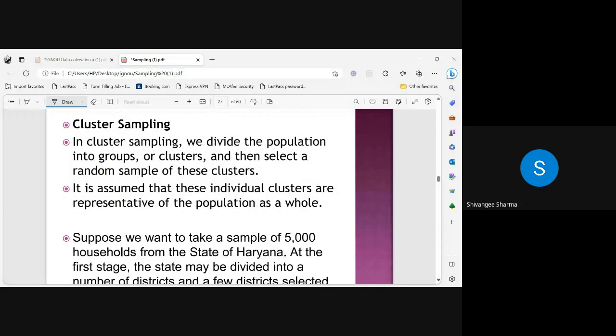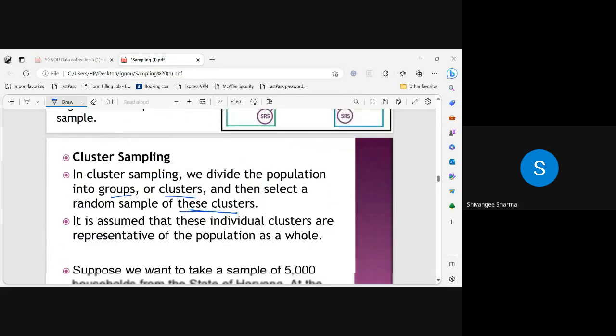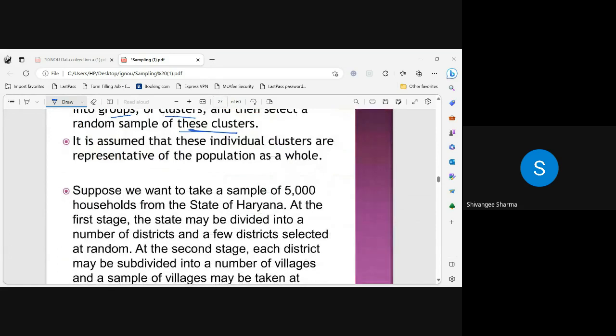Next is cluster sampling. We divide the population into groups or clusters and then select a random sample of these clusters. There is a difference between stratified and cluster sampling. In strata, we collect individual elements or units from groups, while in cluster sampling, we have many groups and we take the groups themselves as the sample, okay? Take clusters as the sample. Suppose we want to take a sample of 5,000 households from the state of Haryana.